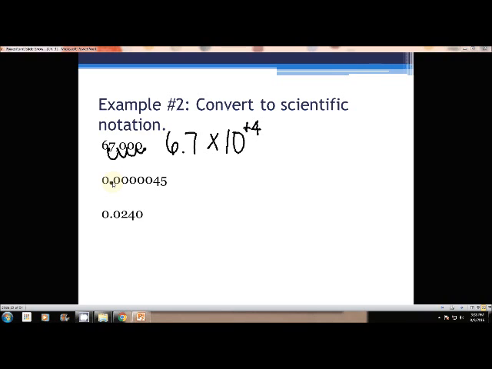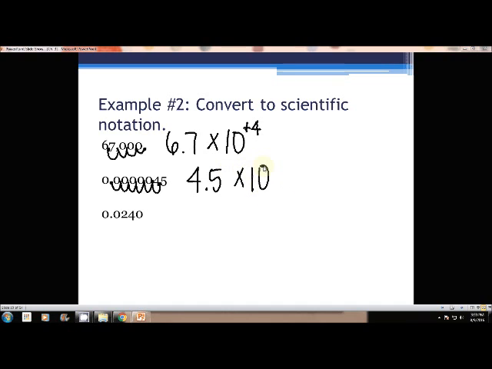If I move left, it's going to make it a smaller, tinier decimal. So I need to move right. I'm going to go 1, 2, 3, 4, 5, 6 times to get between the 4 and the 5. Don't worry about all the other zeros. I'm just going to have 4.5.